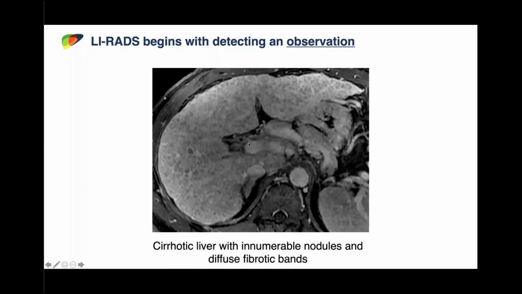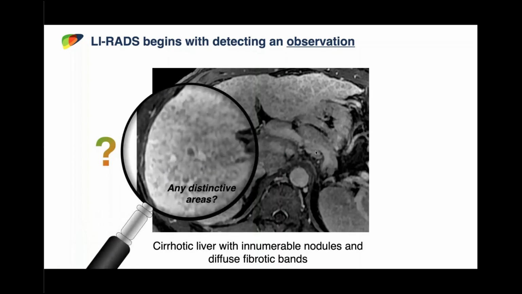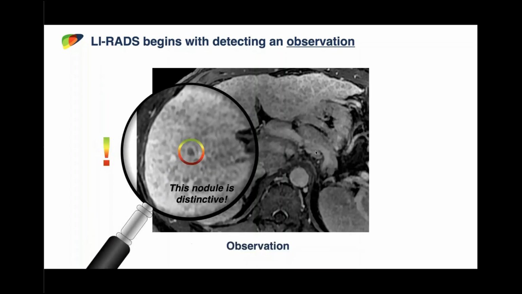Now, once we know that someone has cirrhosis, LI-RADS then begins with detecting an observation. So here we have an image of the liver. The liver is cirrhotic, and notice there are innumerable tiny little nodules in this liver surrounded by fibrotic bands. So this is a cirrhotic liver. And what we need to ask ourselves is, are there any parts of this liver that look different? Are there any distinctive areas? And in this case, we look carefully and we say, yes, there is a nodule in this liver that looks different than the background. And that nodule that looks different is what we call an observation.